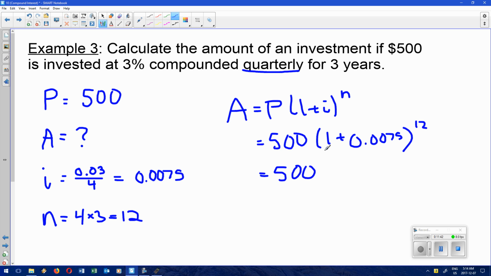First step would just be to add these 2 things together, which is pretty nice because it's 1 plus 0 point something. So I'm going to have 1.0075 to the power of 12. Let's try to clean that up a bit. Okay, next step, I would have to do my exponent. So see, this is resembling some of the exponential stuff we did a few days ago. So 1.0075 to the power of 12.